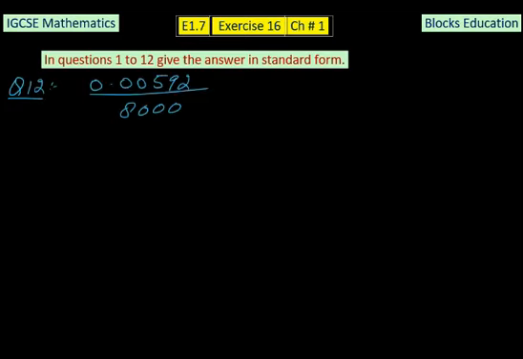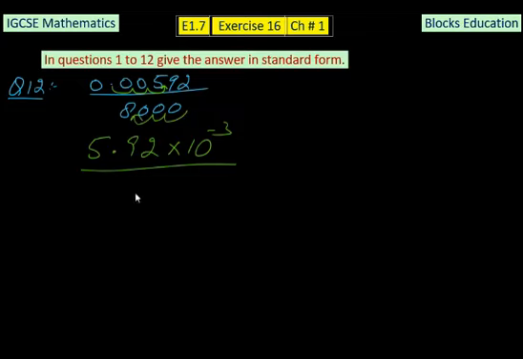In question number 12, it is given 0.00592 divided by 8000. So once again, let's write in the standard form. We have to move the decimal how many places toward the right? 1, 2, 3 places toward the right. So it will be 5.92 into 10 raised to the power minus 3, because the decimal point has moved to the right side 3 places, and here the decimal is here, so it will move 1, 2, 3 places towards the left. So it will be 8 into 10 raised to power 3, right?